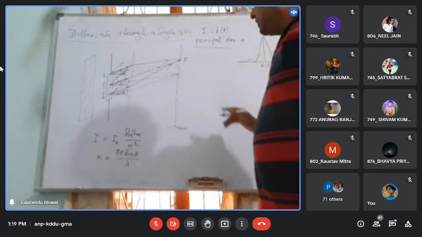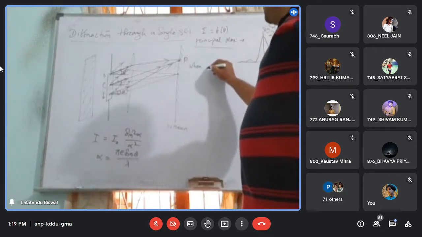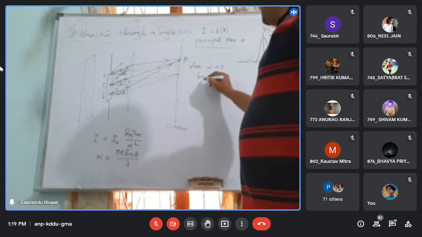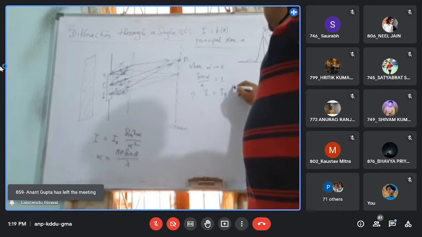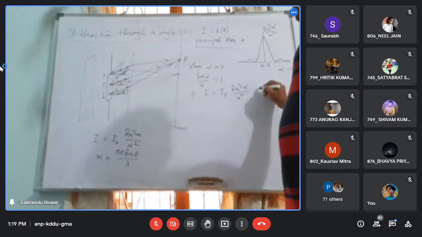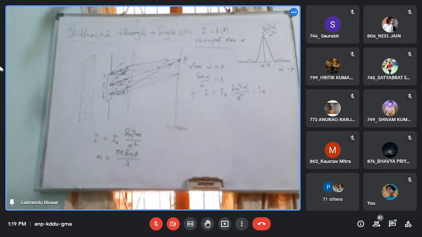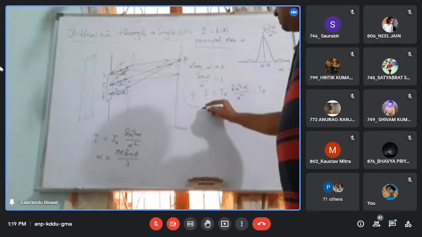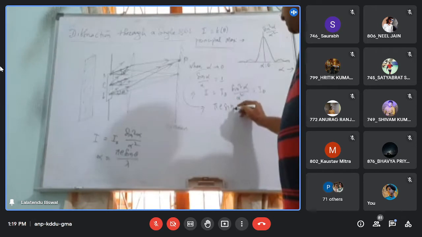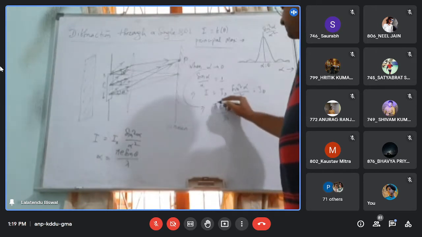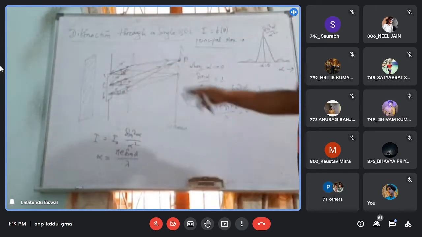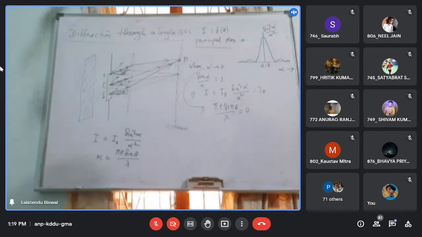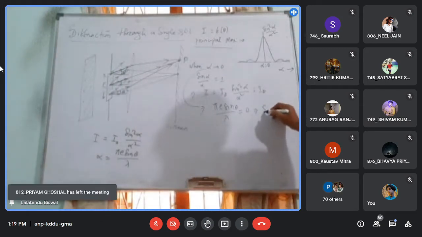When alpha tends to 0, sin alpha by alpha is equal to 1. So I becomes I0 sin square alpha by alpha square, which is equal to I0, the maximum intensity. And when alpha tends to 0, pi e sin theta by lambda is equal to 0, because pi is a non-zero constant, e is the width of the slit, non-zero, and lambda is the wavelength of the wave illuminating the slit, non-zero. So obviously sin theta is 0, giving theta equal to 0.